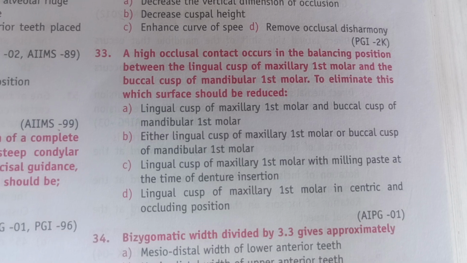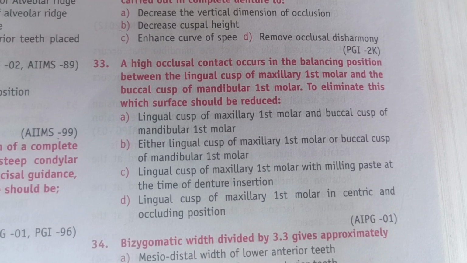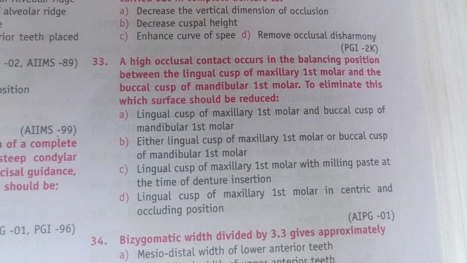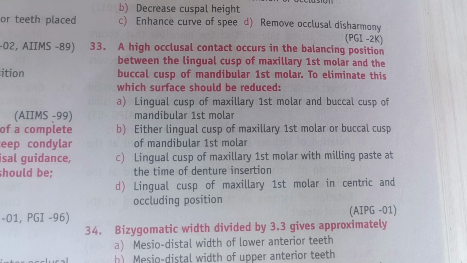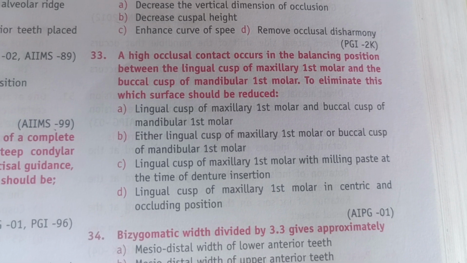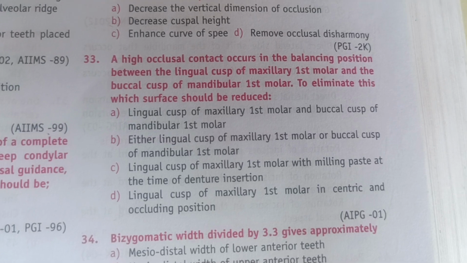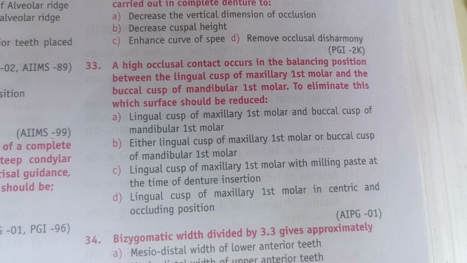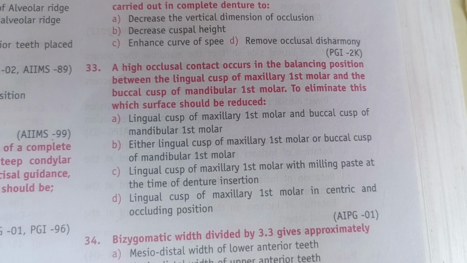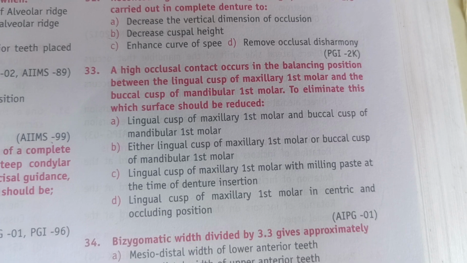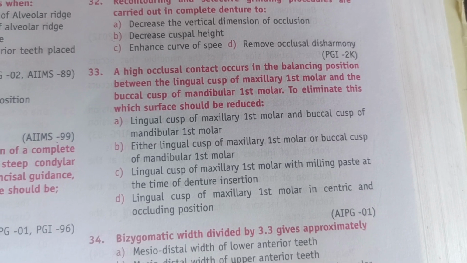Option C is lingual cusp of maxillary first molar with mylar paste at the time of denture insertion, and option D is lingual cusp of maxillary first molar in centric occluding position. The correct answer is option B here, either lingual cusp of maxillary first molar or buccal cusp of mandibular first molar, one of these two we will reduce.